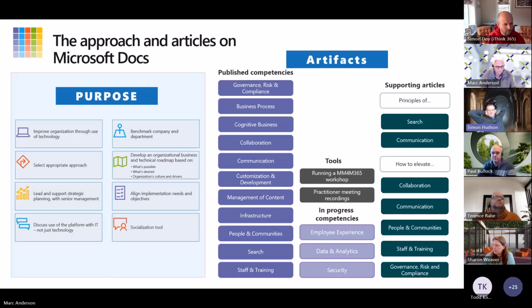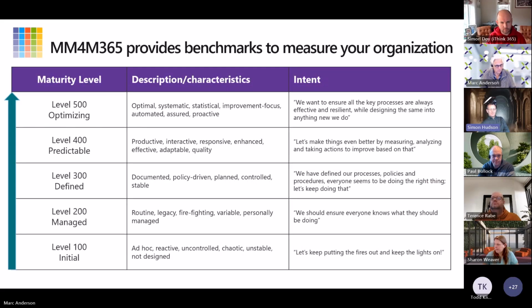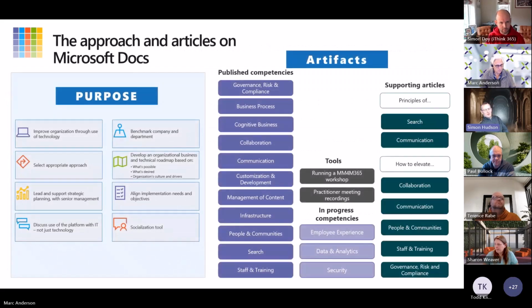The light purple ones are the competencies we've intended to publish and have been promising for about half a year now, and we will get around to eventually. No promises as to when. We've got some tools, most particularly about how to actually set up and run your own maturity model workshops. And then on the right-hand side, in the sort of greeny colour, there are some supporting articles, some principles and some how to elevate, which are a little bit more technical, technology specific. And then on the left, there's our mission, if you like, the purpose of what we're trying to do with these calls and with the maturity model in general. And today we're looking at the third item down on that list, which will be the cognitive business competency and the updates that we've done around that.